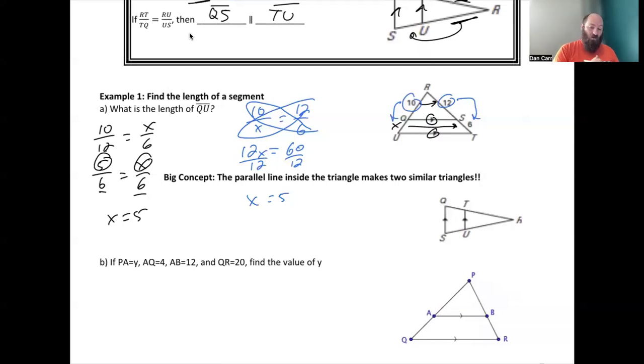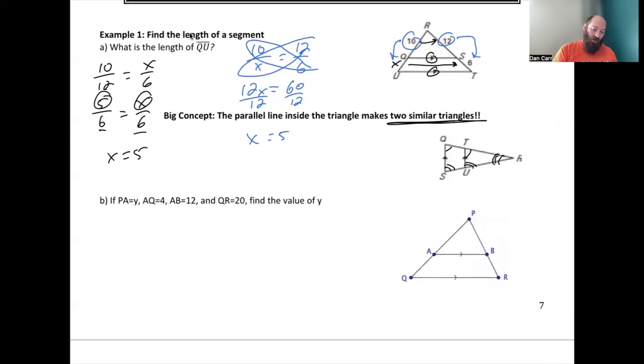One other big idea here, don't forget, the parallel line inside the triangle makes two similar triangles. We have something like this and this. We have the angle, or I could have done the reflexive angle as well, but we have an angle between the two triangles. So you can always treat them as two separate triangles as well if you wanted to.